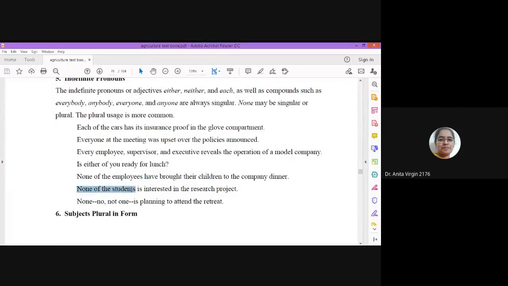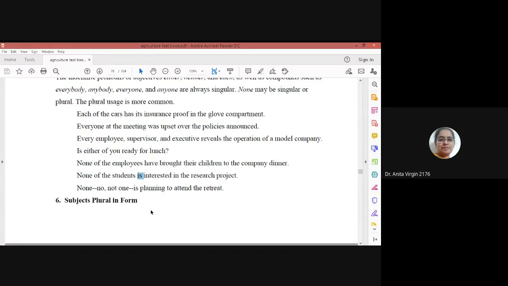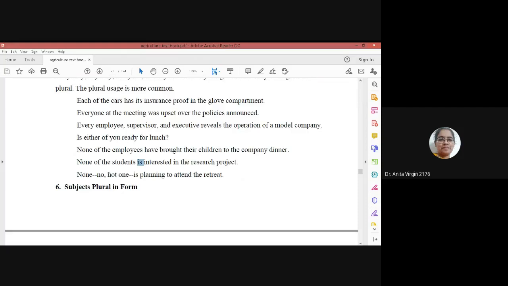None of the students is interested in the research project. Again, "the students" is considered as singular here. Okay. So it depends. Whatever the situation, according to that, it will differ. So "none" is again very, very tricky. None, no, not one is planning to attend the retreat. No one is planning. So no one is there, so you can use "is".